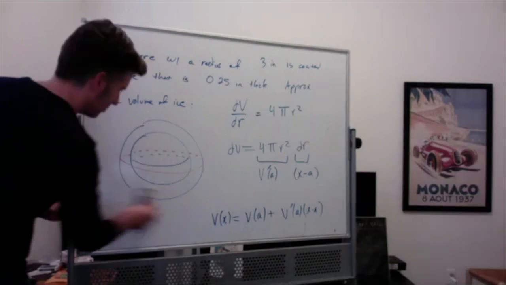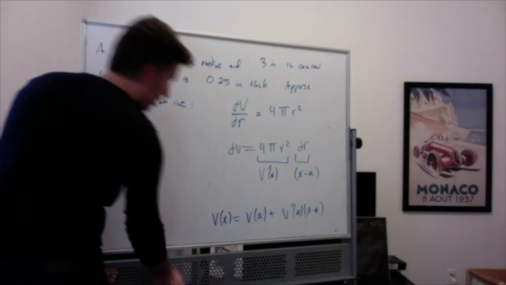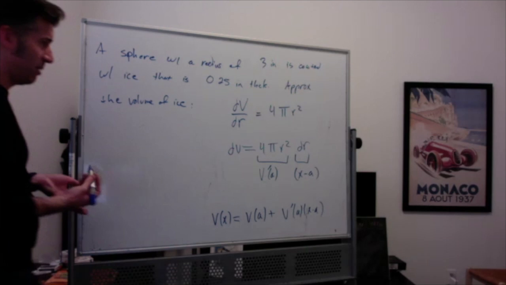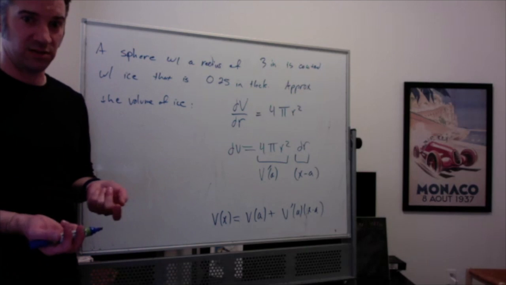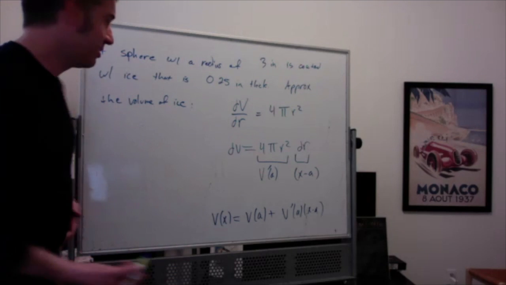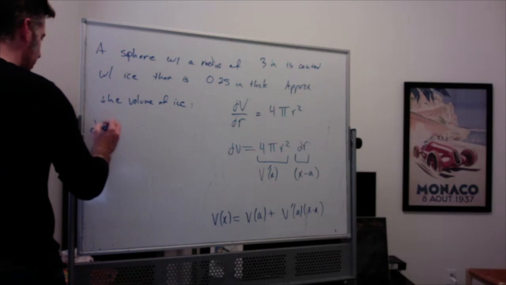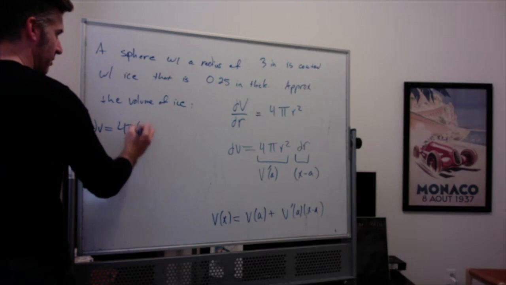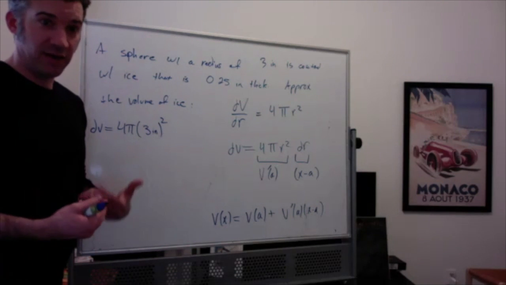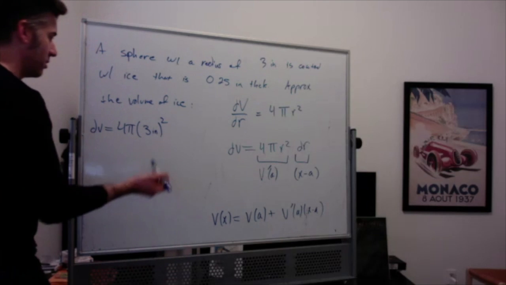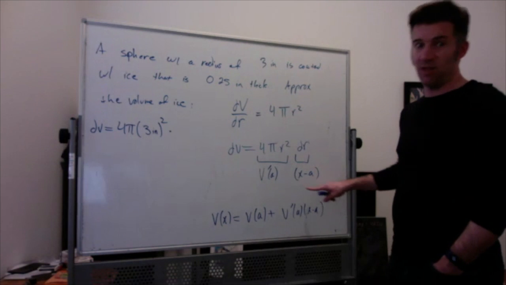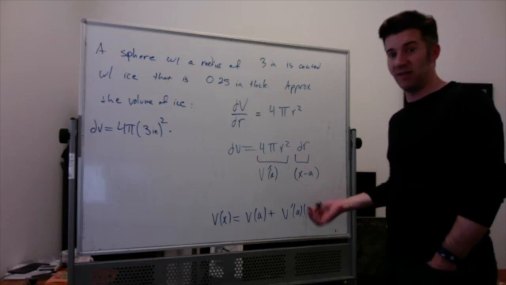Now, what's the radius I'm actually going to plug in to try and approximate this? Am I going to plug in 3 inches or 3.25 inches? Definitely the easier one. Always the easier one. So I'm going to say, okay, dV is going to be 4 pi times 3 inches squared. Right, just like in general, we pick the a value that is easier to plug in. And then I'm going to multiply by the difference in the radius. The larger radius was 3.25, the smaller radius was 3, the difference is 0.25.